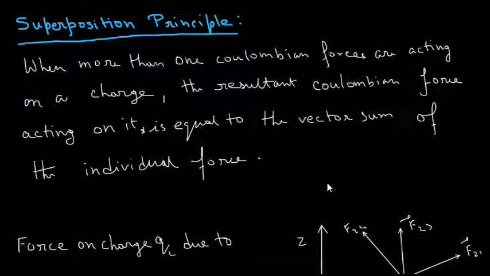Today's topic is the superposition principle. When more than one Coulombian force is acting on a charge, the resultant Coulombian force acting on it is equal to the vector sum of the individual forces. So this part is important: the vector sum. When more than one charge is acting, the resultant force is equal to the vector sum of the individual forces.